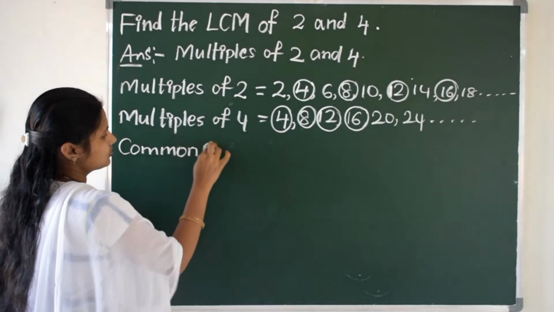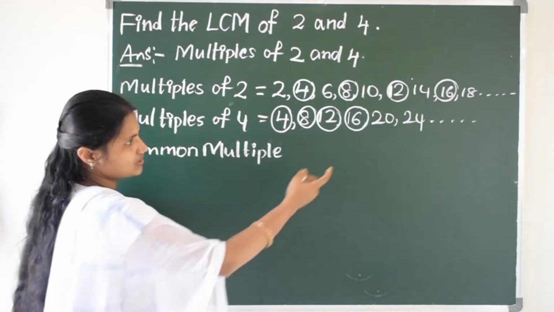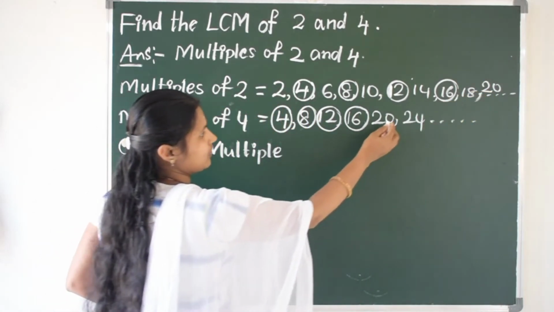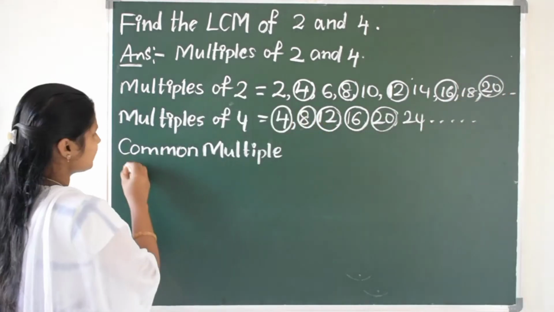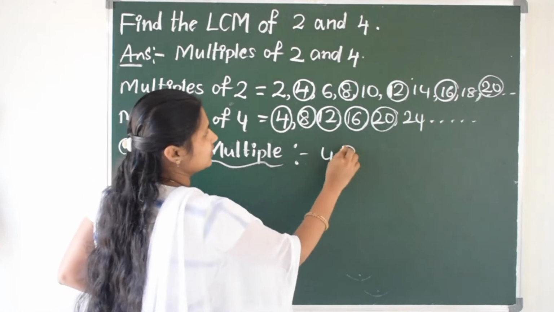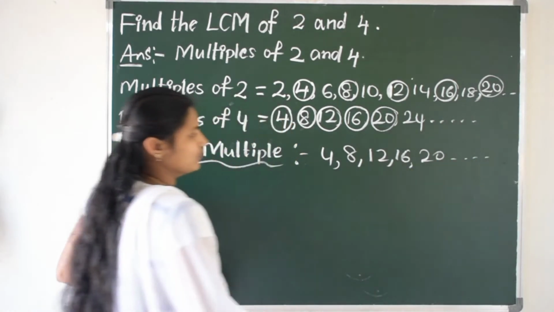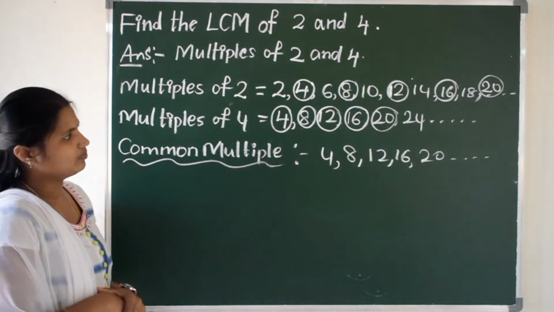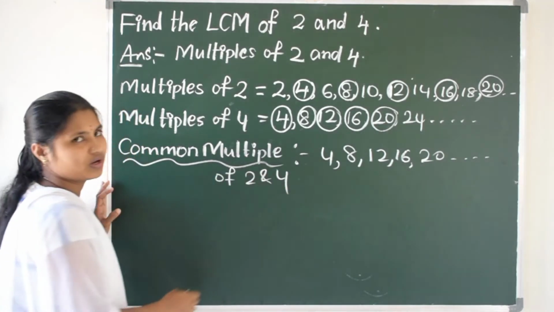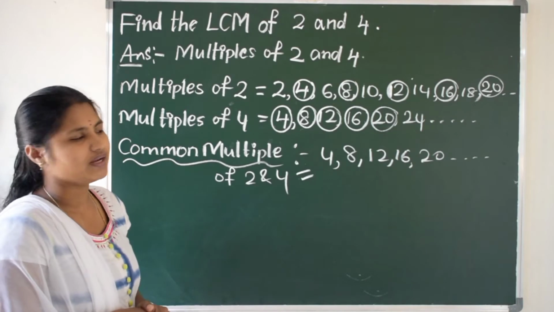If we write multiples continuously, we can get more multiples. See here, 20 comes. So here we can write 20 also as a common multiple, right? So what are the common multiples here? Yes, 4, 8, 12, 16, 20 and so on. The common multiples of 2 and 4 are 4, 8, 12, 16, 20 and so on.